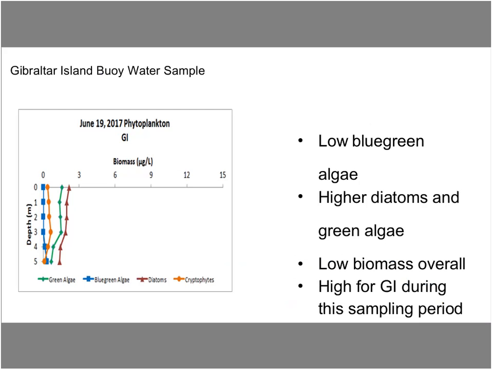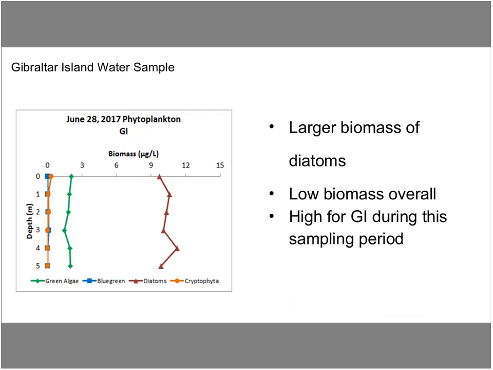So getting into the data a little bit, this is June 19th at Gibraltar. On the y-axis is depth, 0 to 5, top to bottom. And on the x-axis, we have the biomass. When I first got here, there was not a lot of blue-green algae. There were a lot of diatoms and green algae, however. Overall, the biomass was pretty low at all the sites. But for Gibraltar, this was one of the highest biomasses of total algae for this sampling period, at least up to this point.